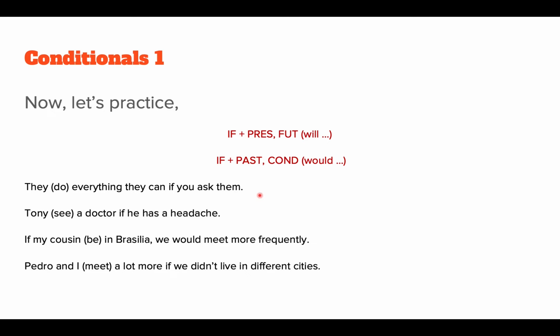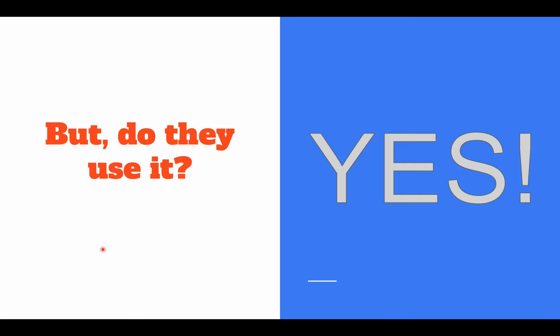Oh, but could I have here, if my cousin was in Brasilia? Yes, as I said, you have two options. In American English, it would be were for everybody here, but in British English, was is acceptable too, because cousin is he or she, right? It can be primo or prima, so he or she. And he or she in English in the past is was. Okay? The big question is this, but do they use it? The answer is yes. They use it a lot.